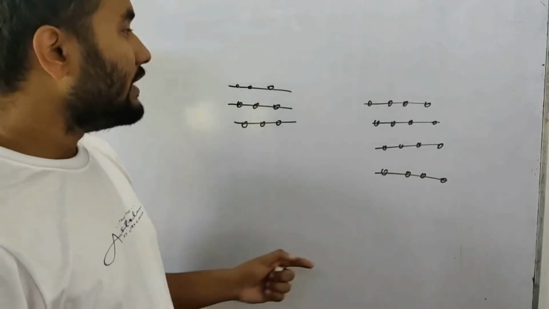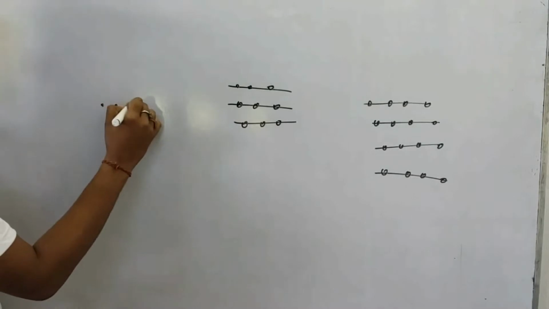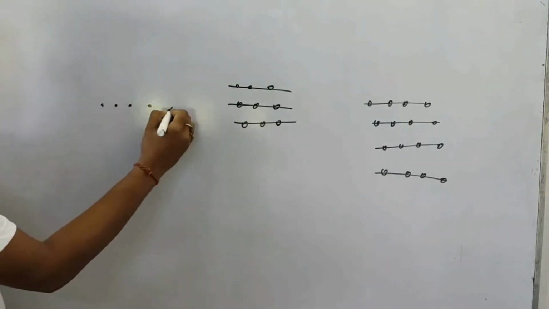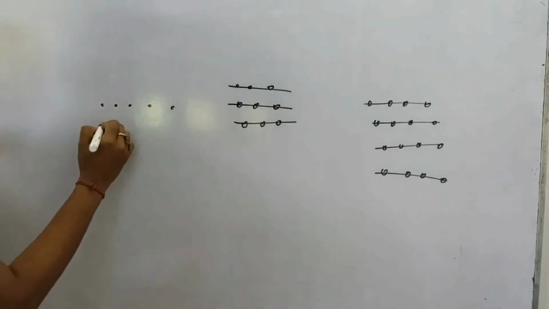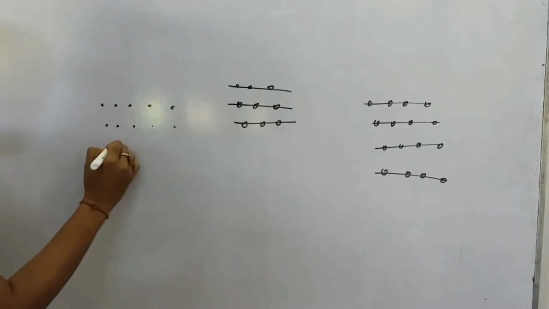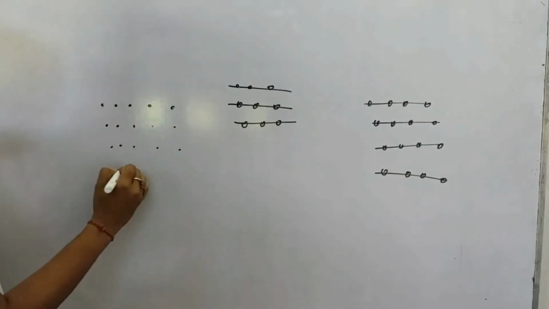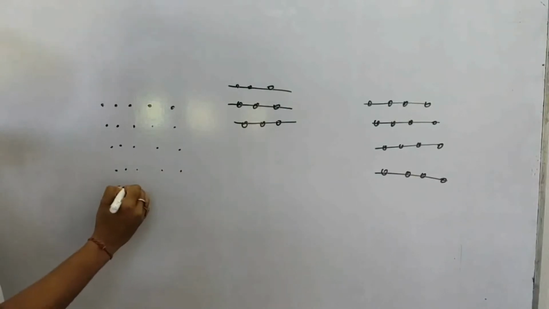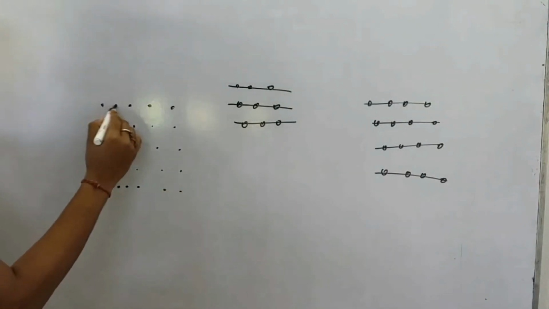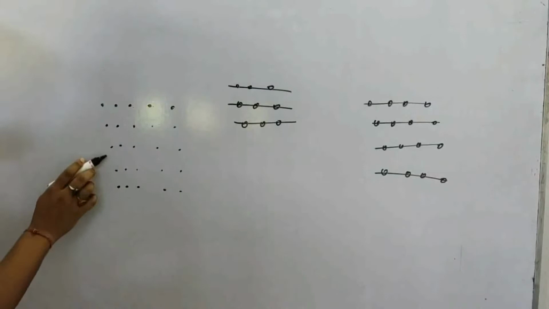Understood? If there are 5 plants in a row, then the rows also should be how much? 5. Understood? 1, 2, 3, 4, 5. 1, 2, 3, 4, 5.